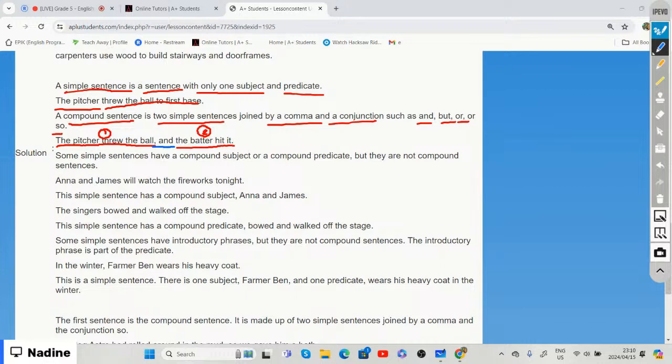So a compound sentence is two simple sentences that are joined by a comma and a conjunction, such as and, but, or, so. And there we have an example: the pitcher threw the ball, comma, and the batter hit it. That is two simple sentences joined together by a comma as well as a conjunction.